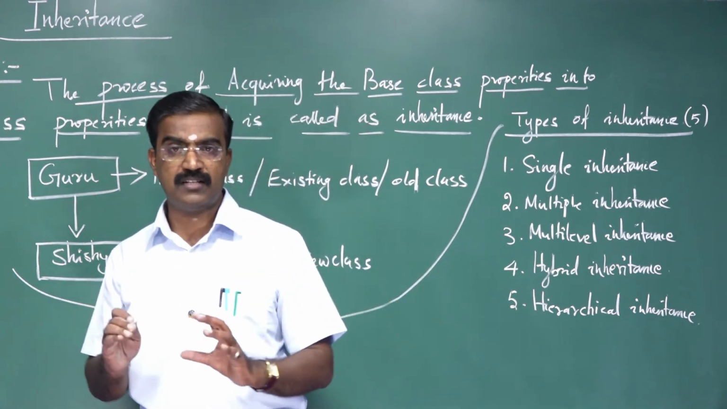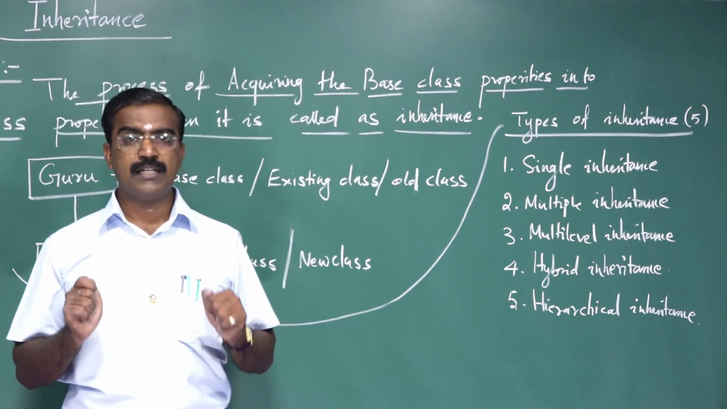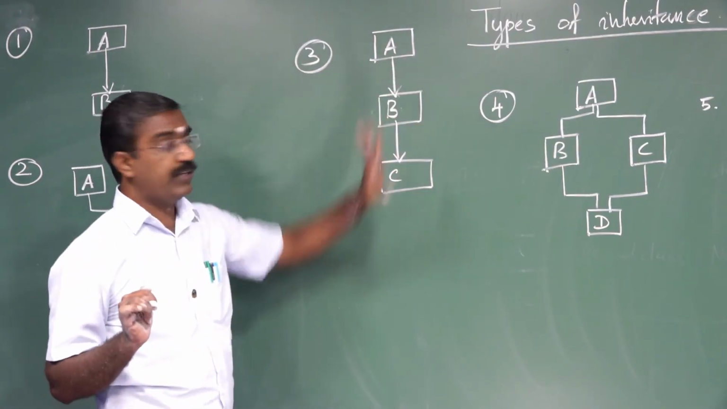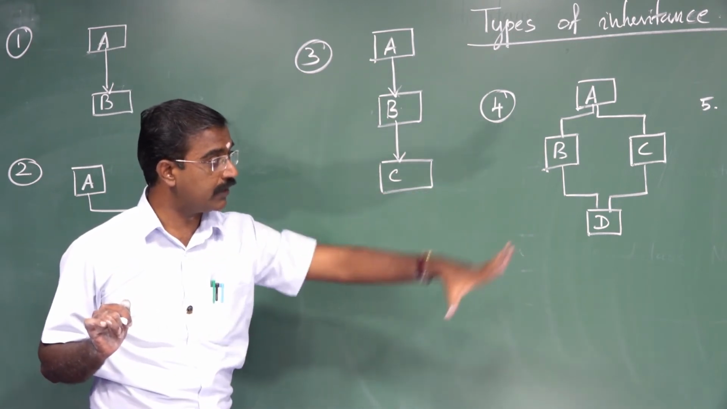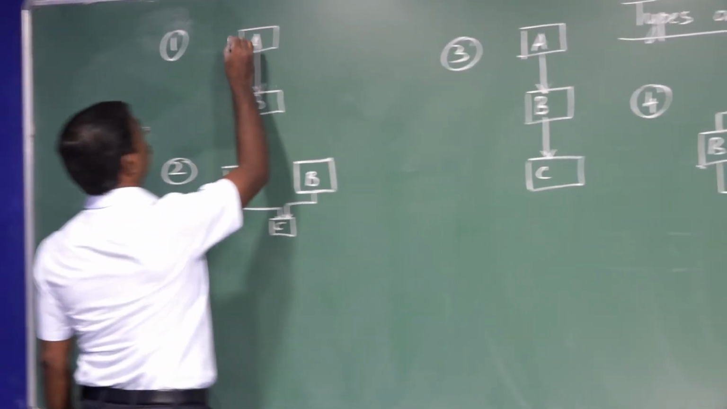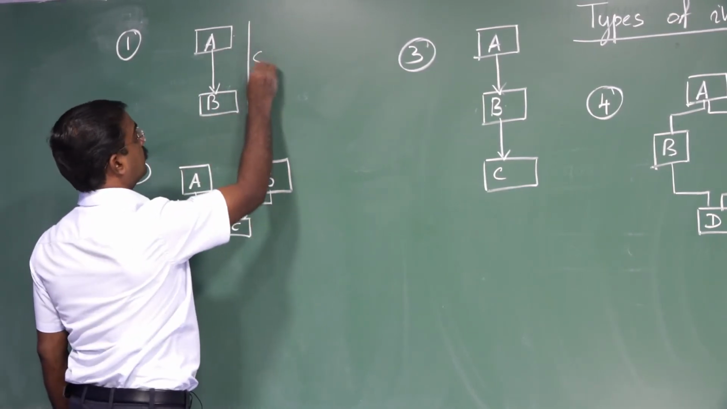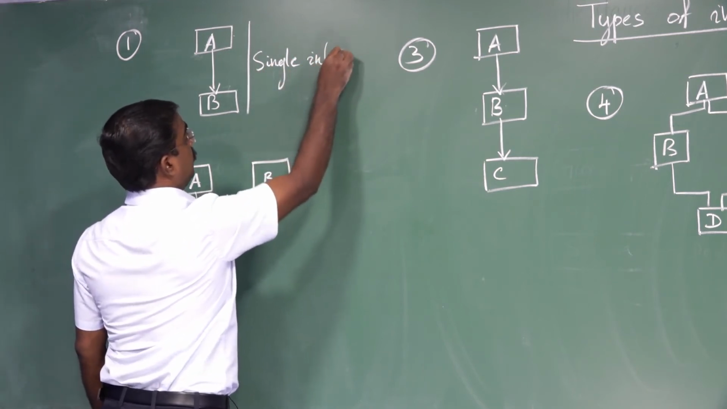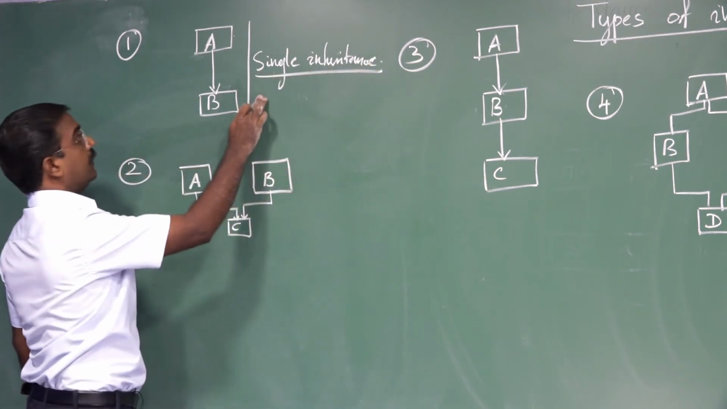What are the differences, and how do we change them? How to make a program, we will discuss now. We will see the types of inheritance. Already we know: single, multiple, multi-level, hybrid and hierarchical. The first type is single inheritance. In single inheritance, there is only one base class and only one derived class, and the derived class is deriving from the base class.